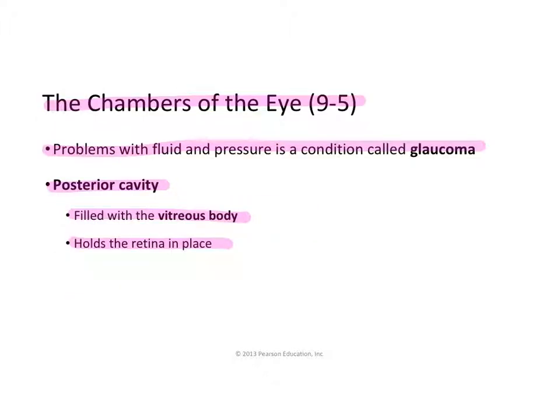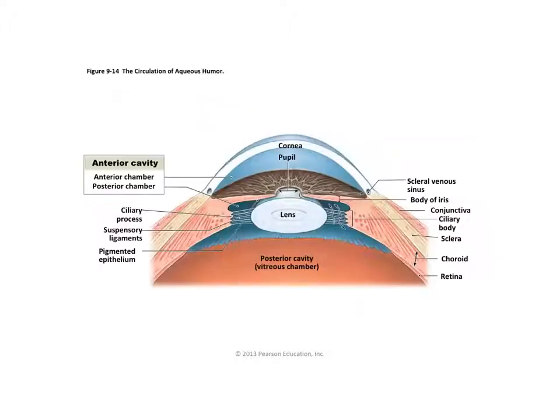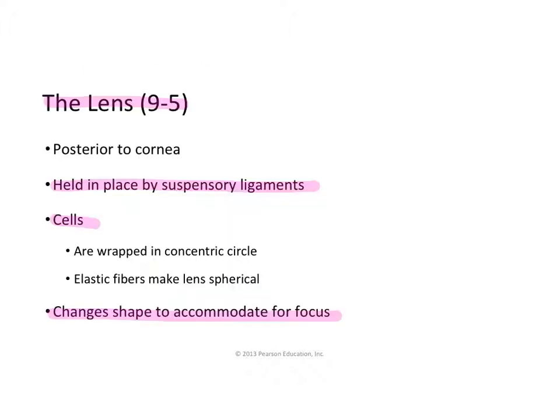There are some chambers of the eye. There's the anterior cavity and the posterior cavity. Problems with the fluid and pressure are a condition called glaucoma. That's in the posterior cavity. That posterior cavity is filled with vitreous fluid in the vitreous body, and it holds the retina in place. We'll see that when we do the dissection. This shows you the anterior cavity and the posterior cavity.